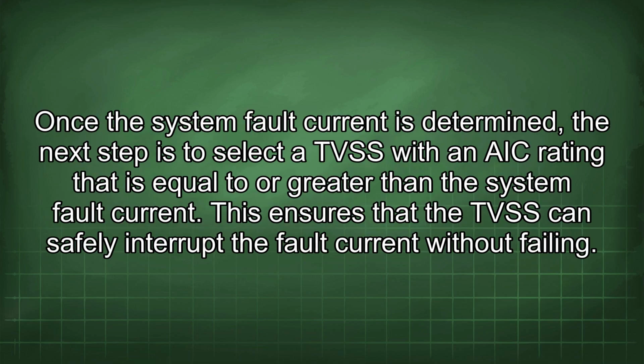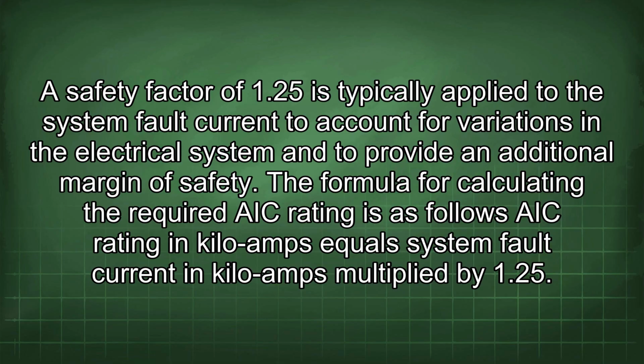Once the system fault current is determined, the next step is to select a TVSS with an AIC rating that is equal to or greater than the system fault current. This ensures that the TVSS can safely interrupt the fault current without failing. A safety factor of 1.25 is typically applied to the system fault current to account for variations in the electrical system and to provide an additional margin of safety.